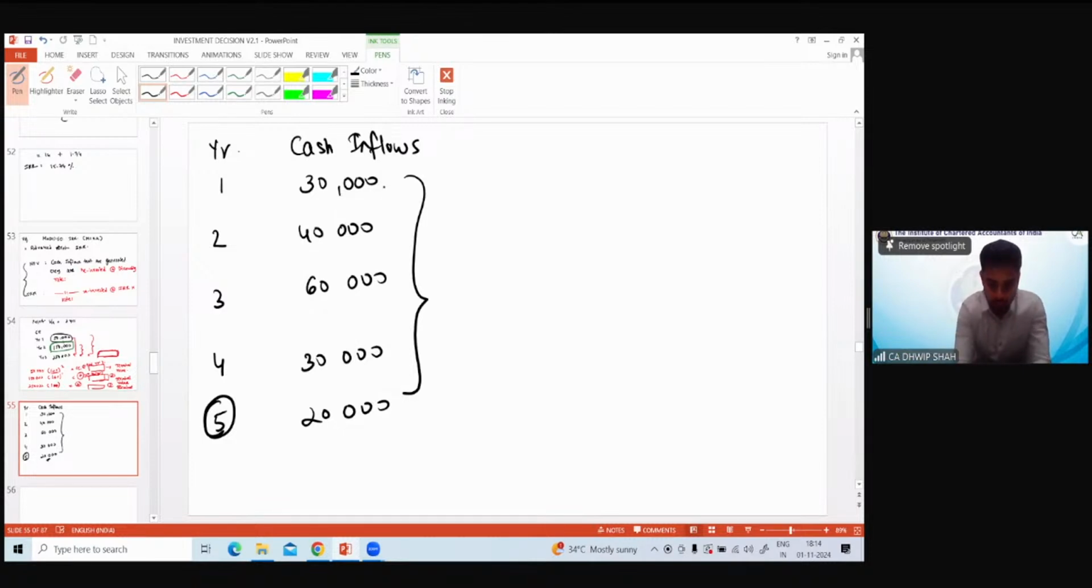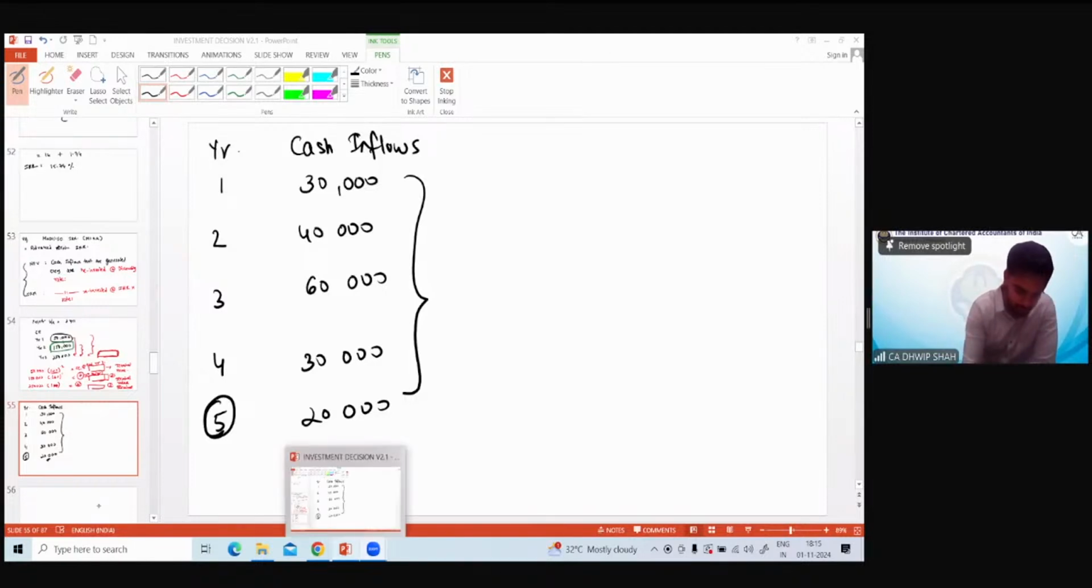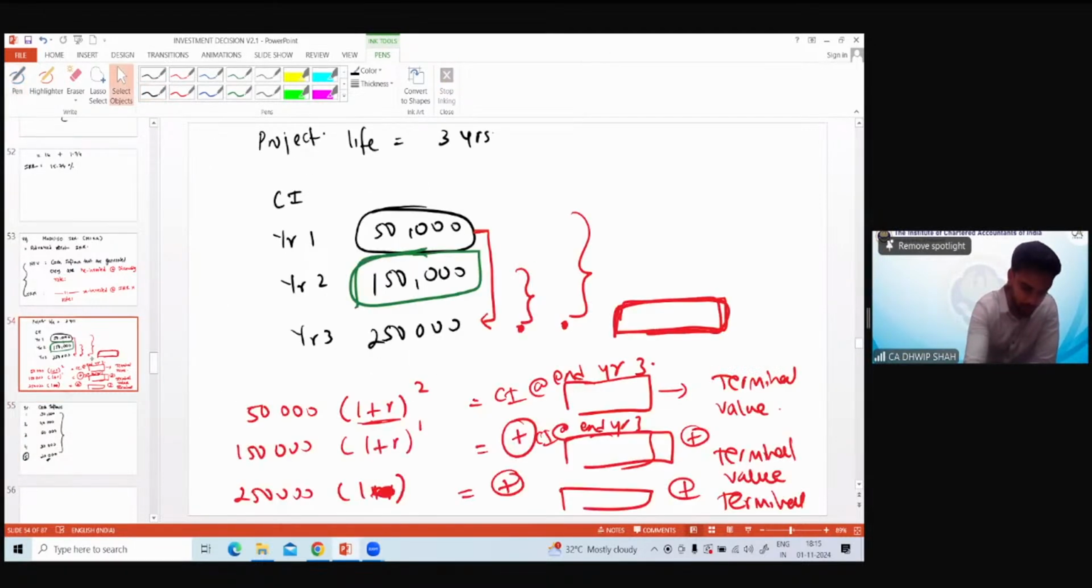But 30,000 at the end of year 1 will not be 30,000 at the end of year 5. It will be something more because we are reinvesting this, and from that reinvestment we will get some returns. Are you understanding step 1? Yes, we have to bring the present value of 30,000 to future value. So, step 1 under modified IRR.